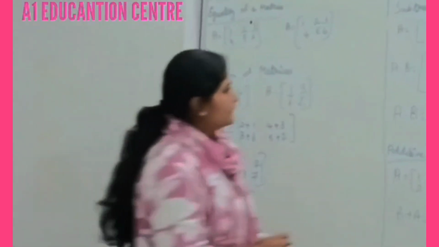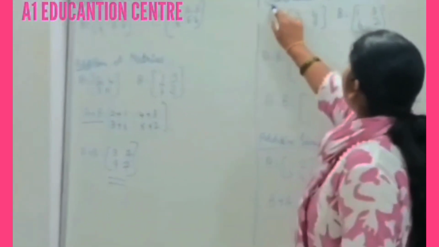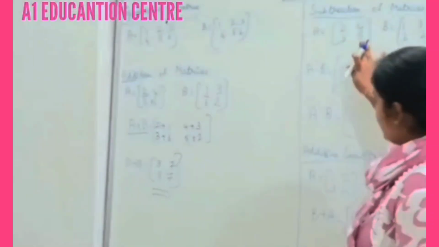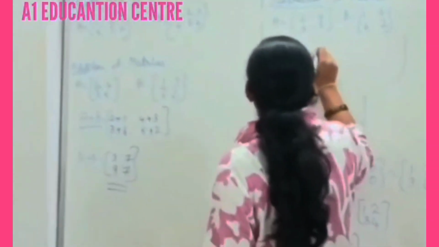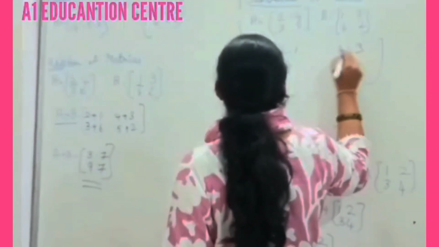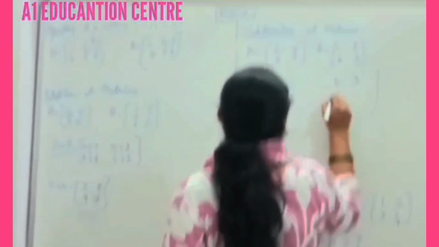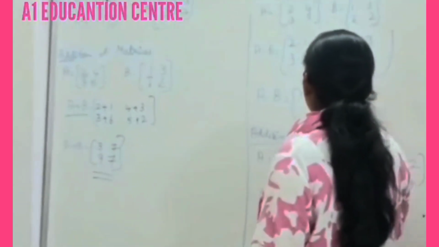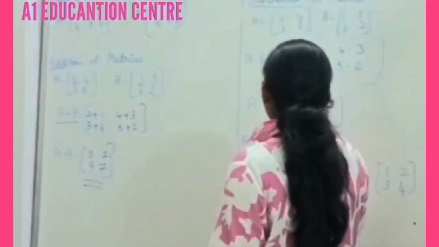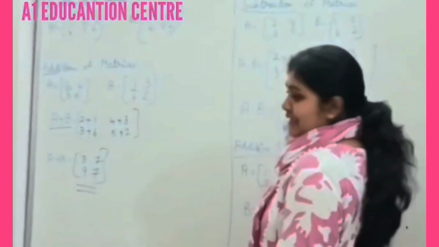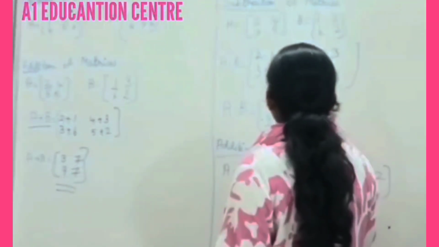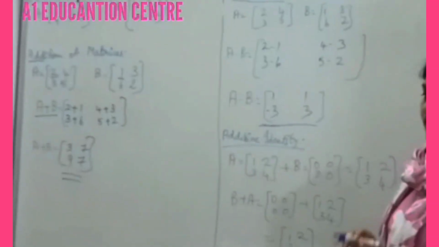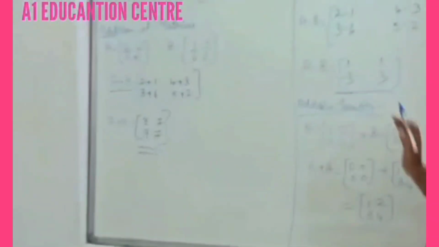Understood, clear? So next we are going to study about subtraction of matrices. The same way, using the same numbers: 2 minus 1, 4 minus 3, 3 minus 6, 5 minus 2. 2 minus 1 is 1. 4 minus 3 is 1. 3 minus 6 is minus 3 because the 6 is greatest. 5 minus 2 is 3. So this is going to be your subtraction of matrices. Addition and subtraction is done.